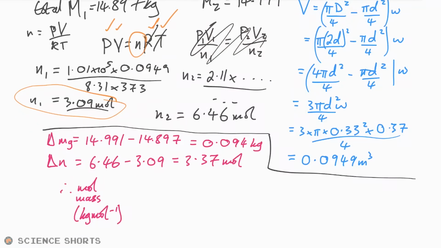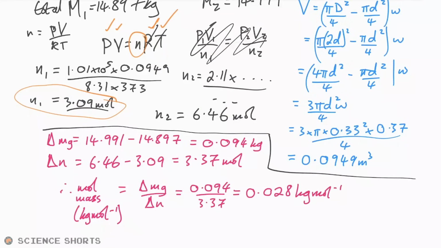And so therefore, if we're looking for molar mass, that's in kilograms per mole. Look at this, we have a difference in mass and we have a difference in moles, so we can just take those numbers. That's going to be this up here divided by 3.37 moles, and that's going to give us 0.028 kilograms per mole.